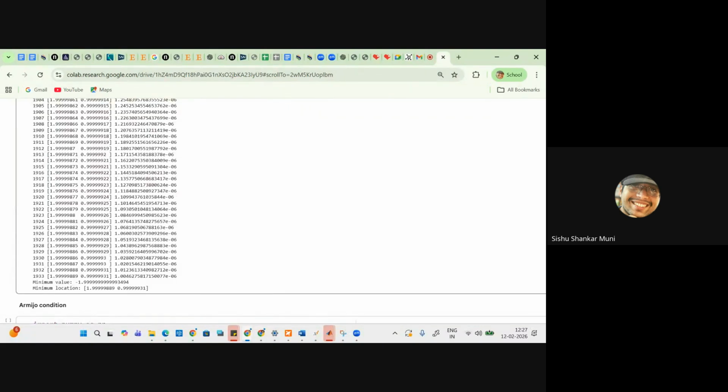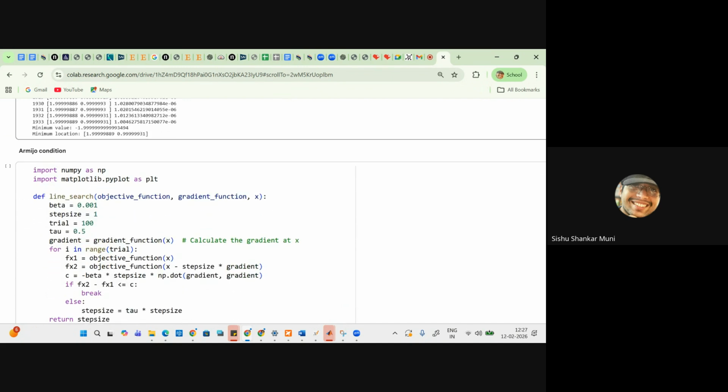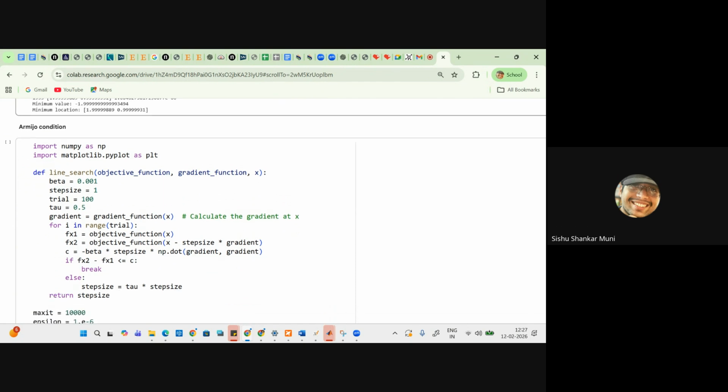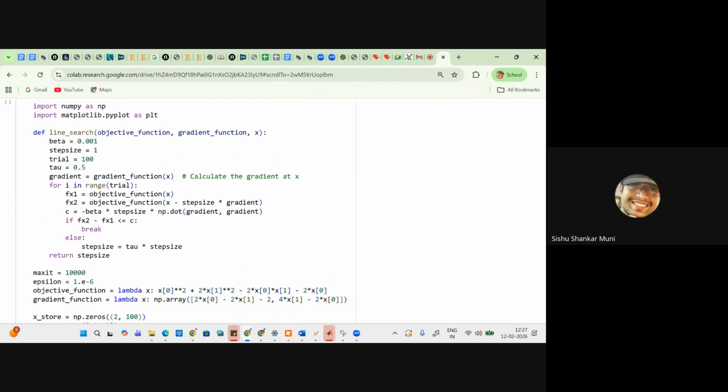Now let us look into the code to see whether it is done or not. So you can see here, this is the Armijo condition. I am doing line search gradient descent. Beta I have taken 0.001. Beta can be any value between 0 and 1. Step size I have taken to be 1.